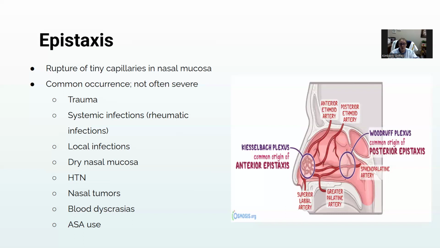Hypertension. So you think of all that pressure in your vessels. It can cause these vessels to rupture. You can have a nasal tumor, a blood dyscrasia, that's just a blood disorder. And if you use aspirin, you can get nosebleeds with this.